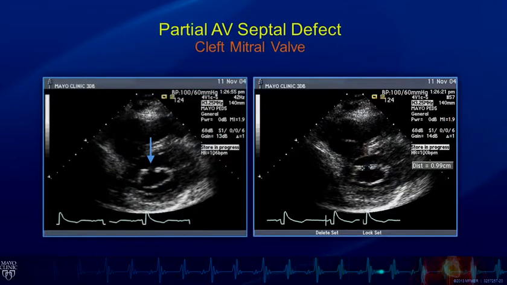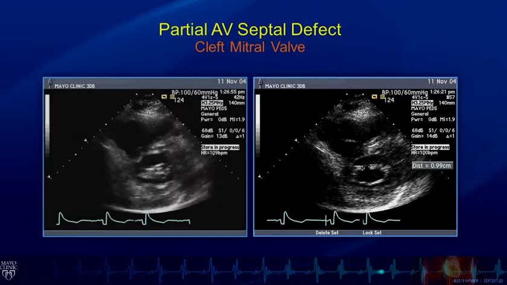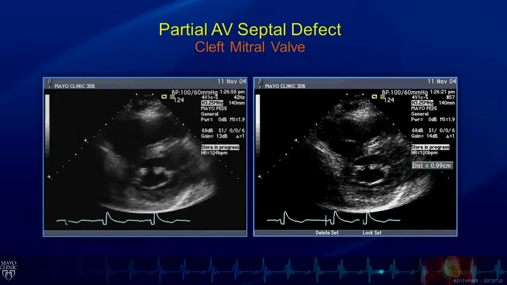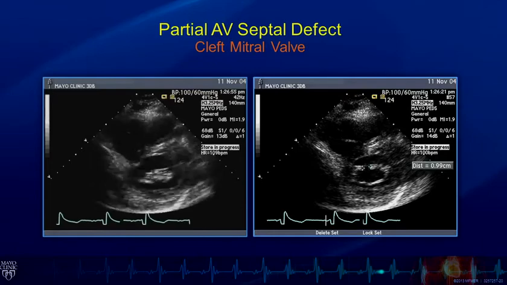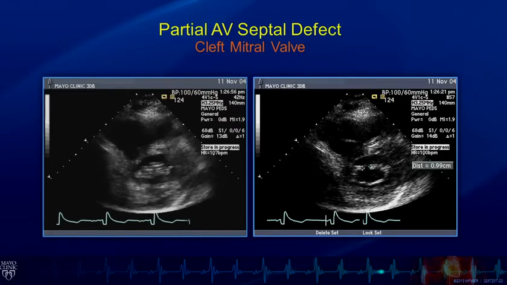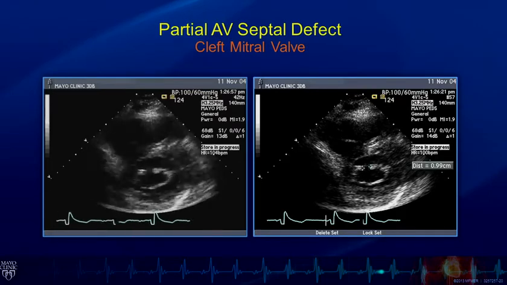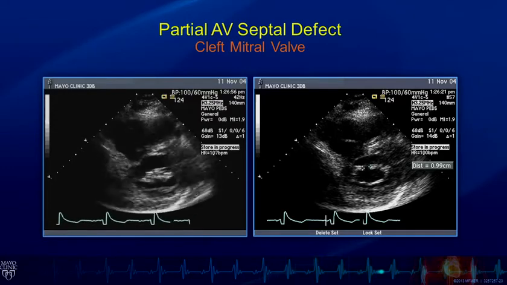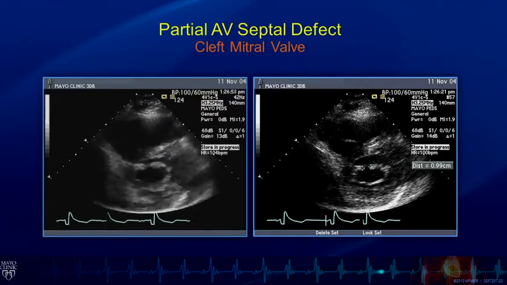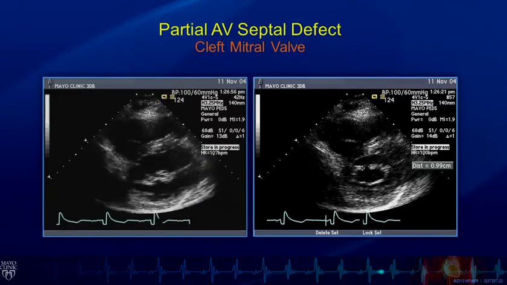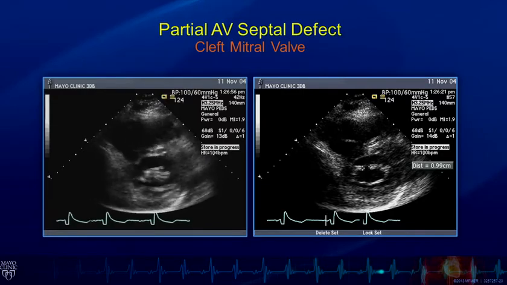Other associated defects with this primum defect or partial atrioventricular septal defect are important. We've already alluded to the cleft mitral valve, as is demonstrated in these short axis images. The image on the left with the arrow demonstrates a large cleft, and as we look at that in real time, we can see that, of course, there would be important mitral valve regurgitation associated with this cleft. Always important to look for it and very important to close at the time of operation. The image on the right just demonstrates a measurement of the cleft size, which is close to 1 centimeter.